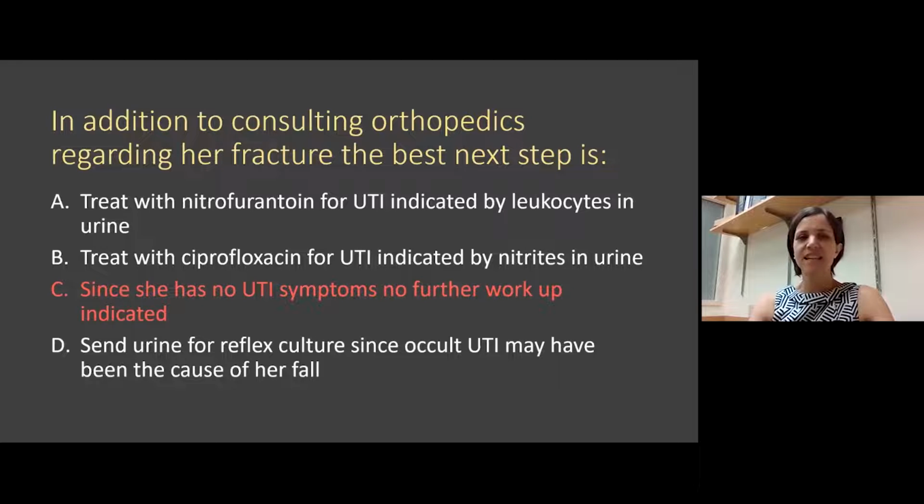So the best answer is C, since she has no UTI symptoms, no further workup is indicated. And we'll run through the guidelines on this. So just review the first ones. The first one, the leukocytes in her urine don't necessarily mean she has a UTI in the absence of symptoms, but nitrofurantoin otherwise is not a terrible choice, as we just talked about. Ciprofloxacin, really bad choice in the elderly with UTI that's uncomplicated. So even if she did have symptoms, we wouldn't choose Cipro because of the side effect toxicity profile and the FDA warning. And then lastly, I don't think we need to send a urine culture because again, she doesn't have UTI symptoms. So let's leave it well enough alone.